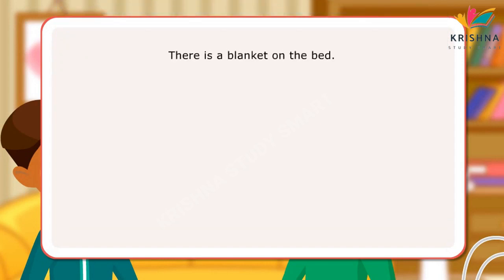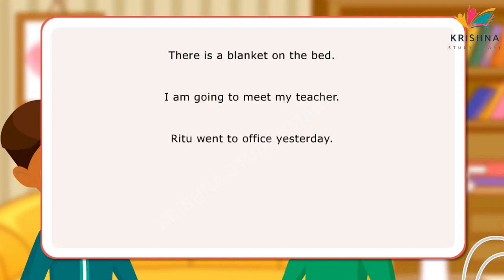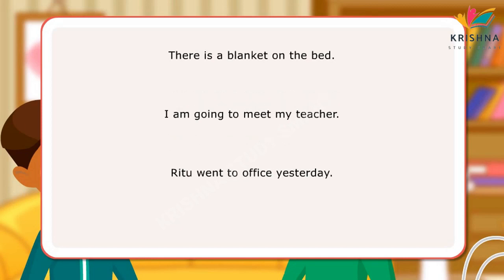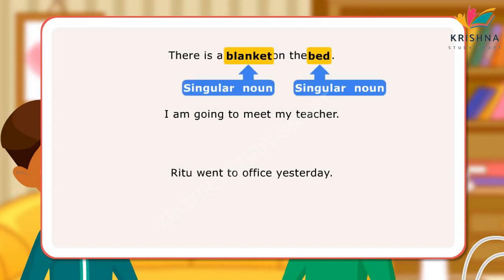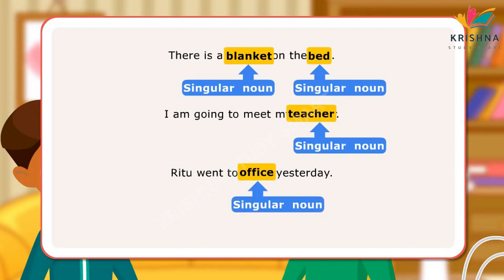There is a blanket on the bed. I'm going to meet my teacher. Ritu went to office yesterday. In the first sentence, the things blanket and bed are singular nouns as they are only one in number. In the next sentence, teacher is a singular noun as he or she is also one in number. In the third sentence, office is a singular noun as it is only one.